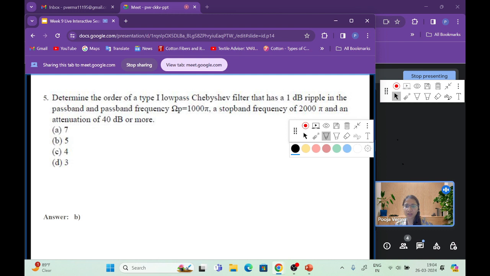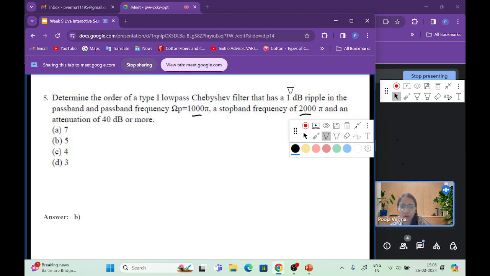The next question: determine the order of a type 1 low pass Chebyshev filter that has a 1 dB ripple in the pass band, where the pass band frequency omega p is 1005, the stop band frequency is given as 2005, and the attenuation in the stop band is 40 dB or more. So here also we need to find out the order of a Chebyshev filter. Omega p and omega s are given, and in the pass band the attenuation is 1 dB and in the stop band it is 40 dB.